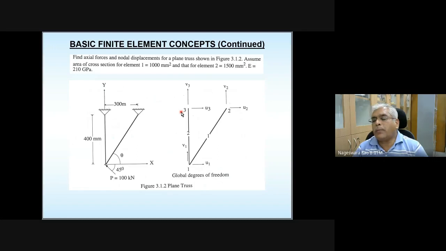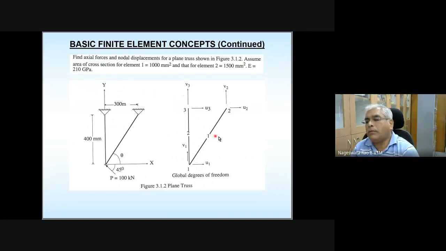For a 2D truss problem, make a note: the ith node contribution goes into the 2i minus 1 and 2i locations. Node 1 contribution goes into 1 and 2 locations. Node 2 contribution goes into 3 and 4 locations. Node 3 contribution goes into 5 and 6 locations.